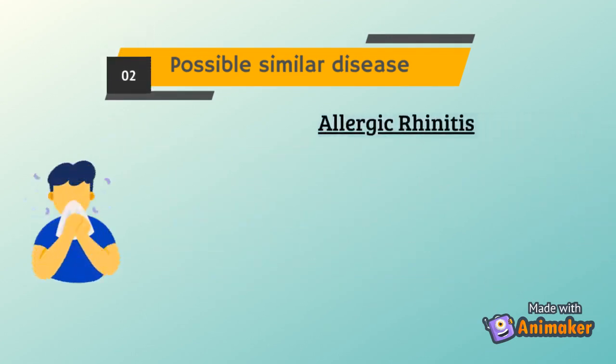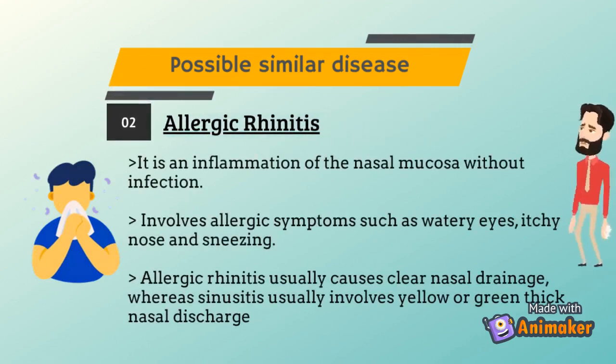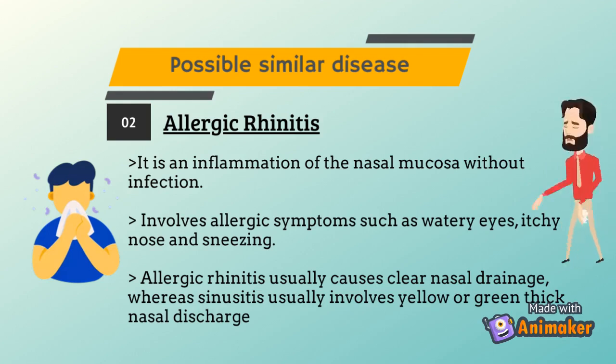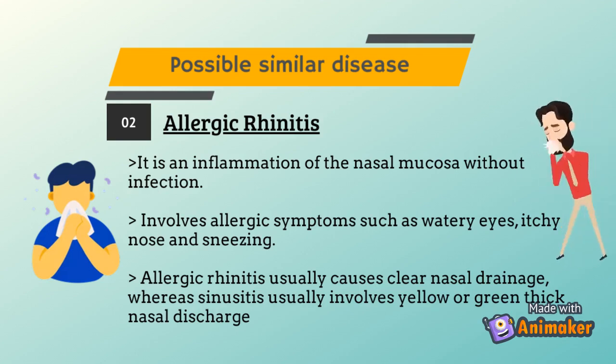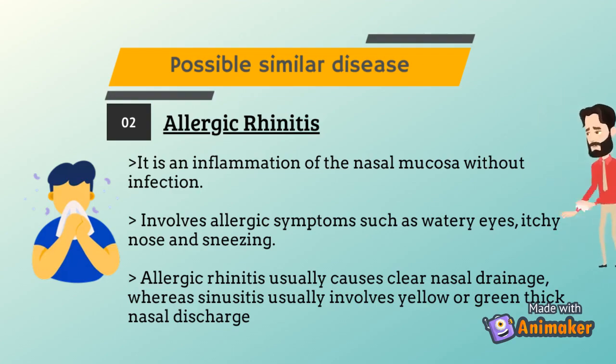Besides allergic rhinitis, which is an inflammation of the nasal mucosa without infections, the symptoms include allergic features such as watery eyes, itchy nose, and sneezing. And it usually causes clear nasal drainage, whereas sinusitis usually involves a large amount of yellow or green nasal discharge.